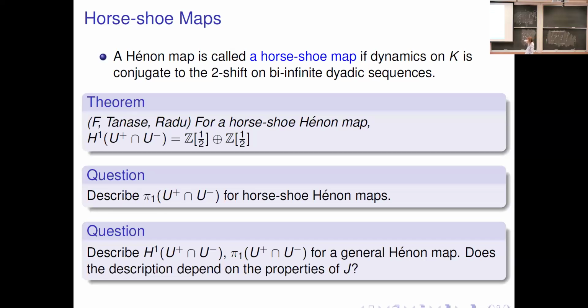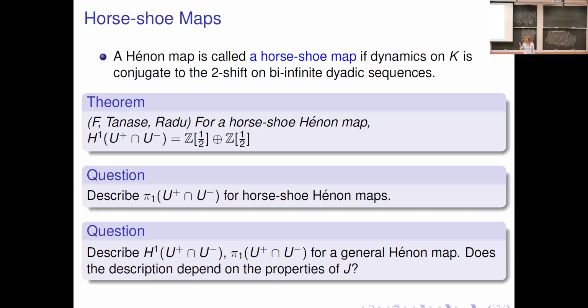We show together with Remus and Reluca that in this case, the homology of U plus intersected with U minus is a direct sum of dyadic groups. So we would very much like to describe pi1, to understand not just the homology, but the fundamental group. And in general, we would like to have this description and to know whether it reflects the properties of the Julia set.